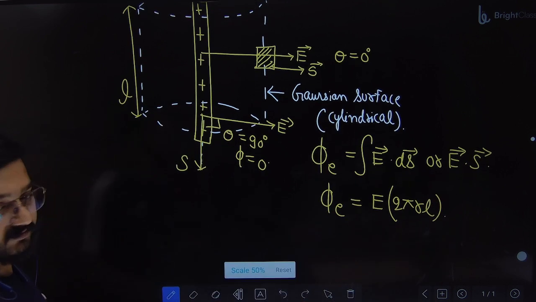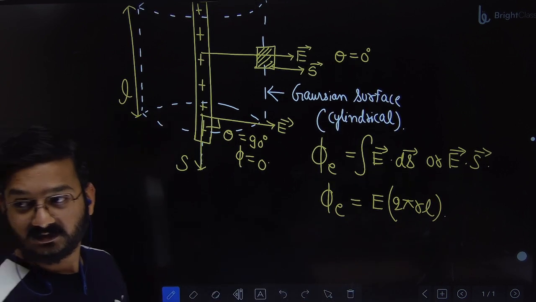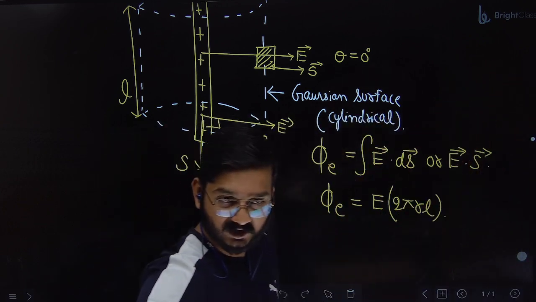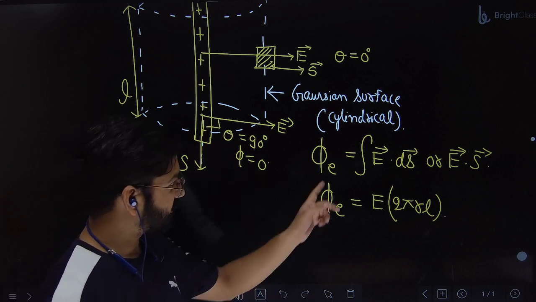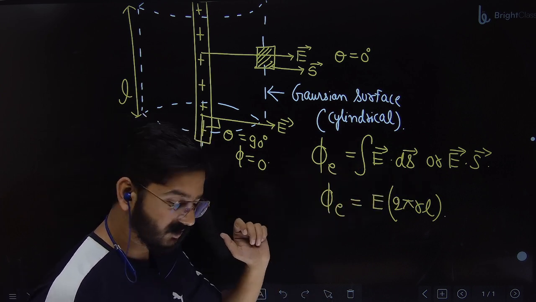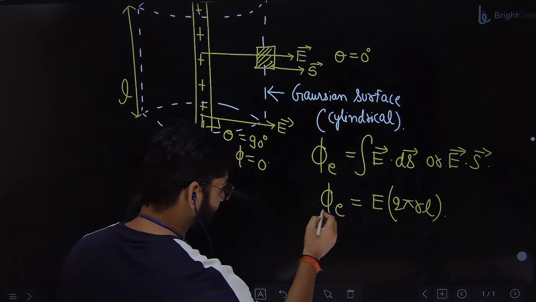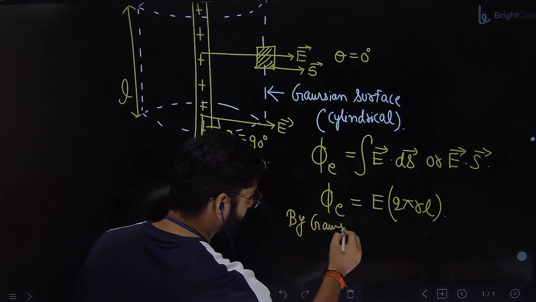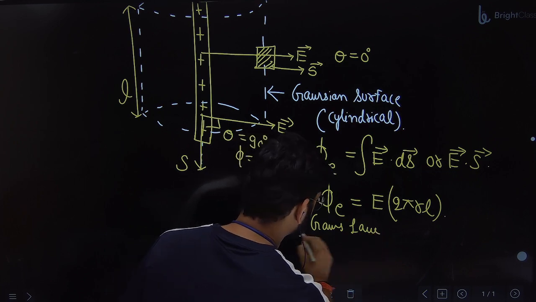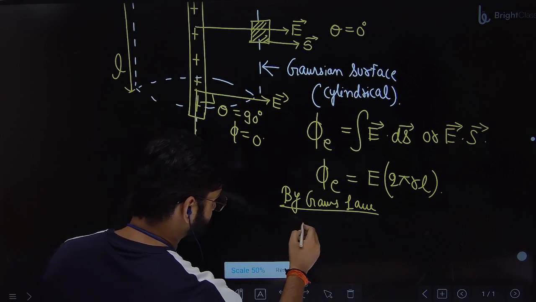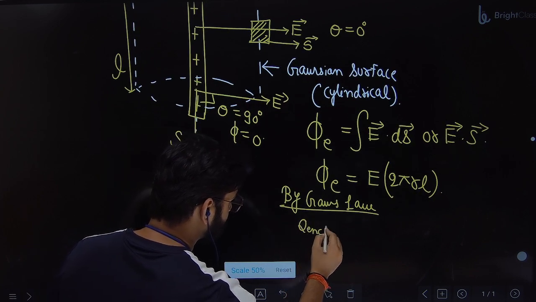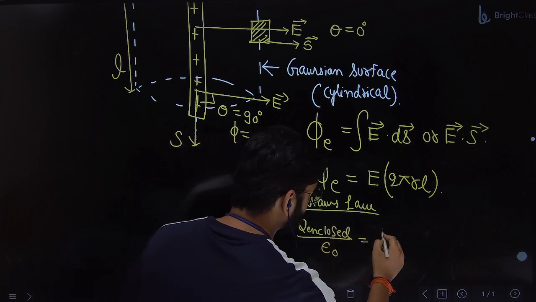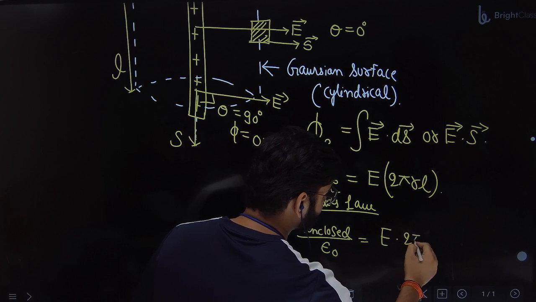Any other formula for electric flux? Yes. What is the other formula for electric flux? By Gauss law, charge enclosed by epsilon naught. This is one formula. So by Gauss law, we say electric flux is charge enclosed by epsilon naught, and this is equal to E into 2 pi RL.